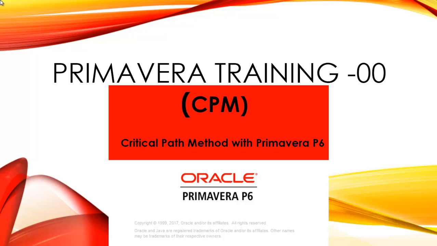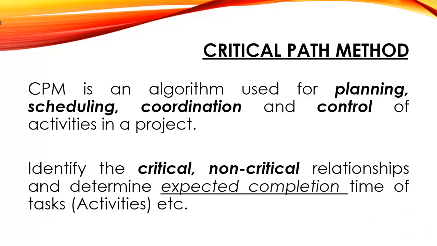In this video of Primavera training, we will learn the CPM method, the critical path method, which is used for the management of the activities in the project. So let's start with CPM. Critical path method is an algorithm used for planning, scheduling, coordination, and control of activities in a project. What we get from the critical path method: identify the critical and non-critical relationships and determine the expected completion time of tasks or activities for the project.